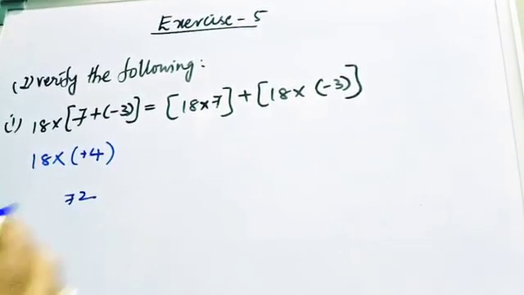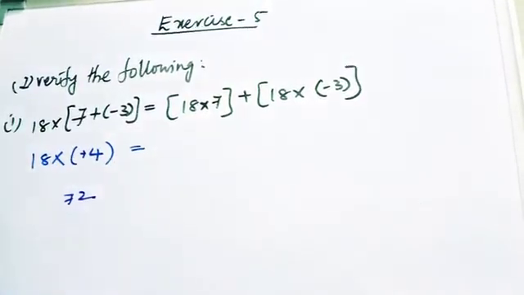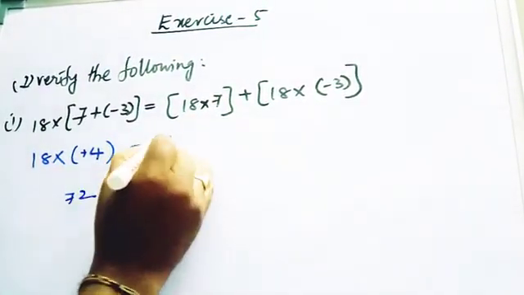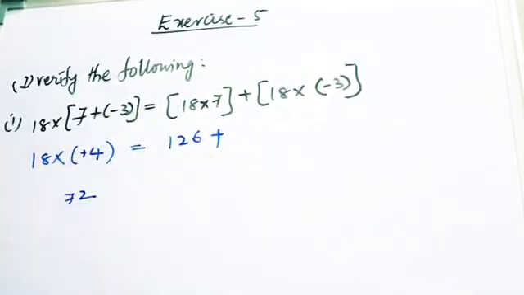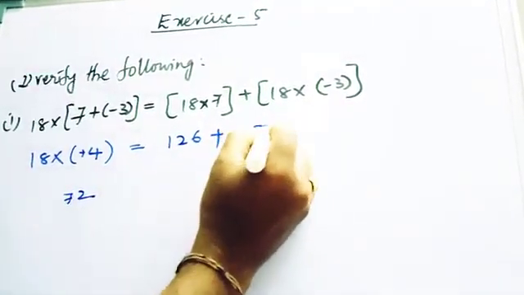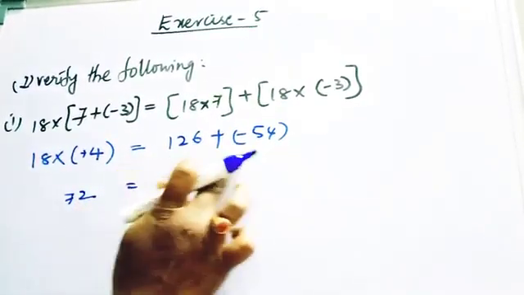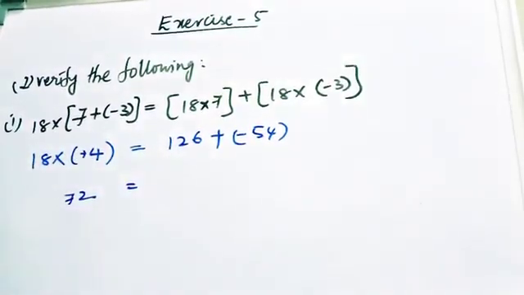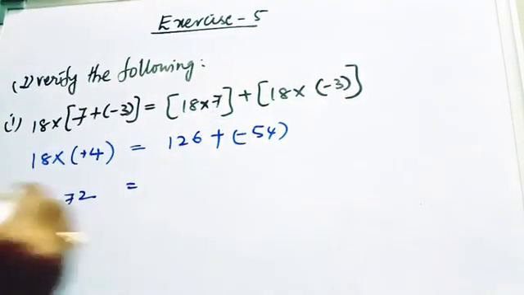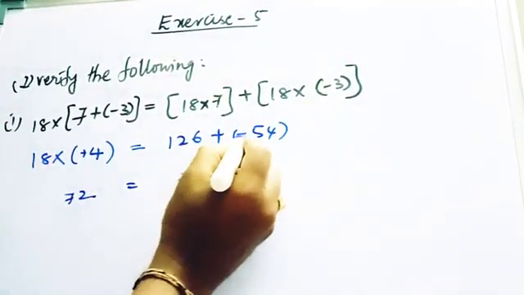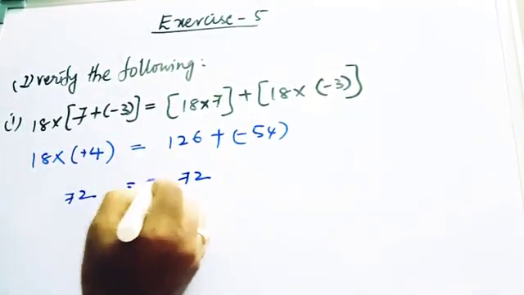Come to the right side statement. So 18 into 7: if you are multiplying 18 into 7, you will get 126 plus. Then 18 into 3 is 54. One positive and one negative, you will get a negative answer. So again, one positive and one negative, do the subtraction. So 126 minus 54, you will get 72, and positive is the big number, so you will get the positive.